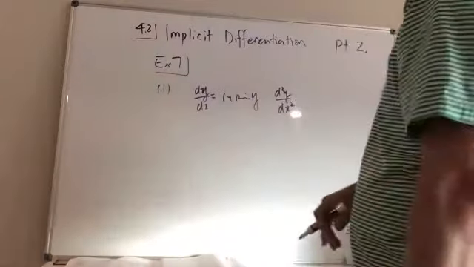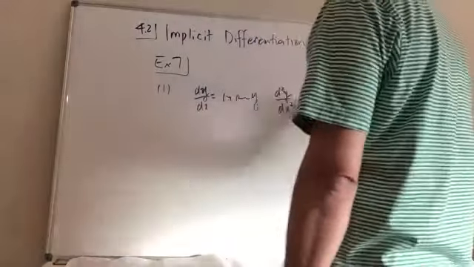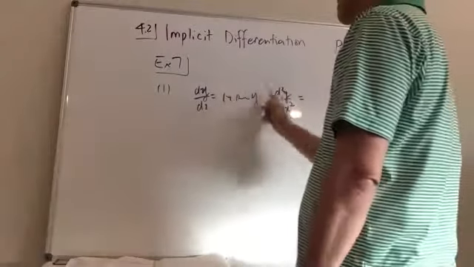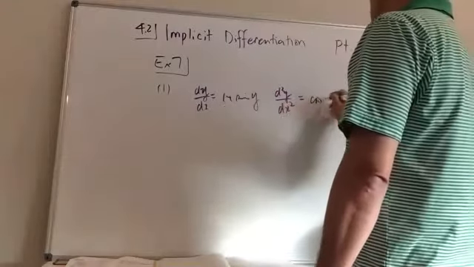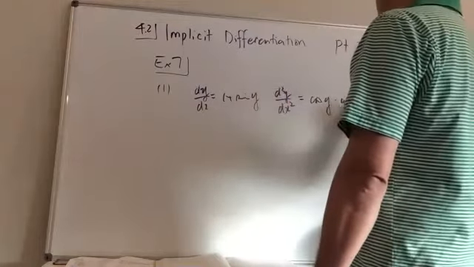So we're going to find this. We're going to take the derivative of this guy. So what do I get here? If I take the derivative here with respect to x, this guy goes away, and I take the derivative of this, which is going to be cosine y times, I have to do the chain rule, which is going to be y prime here.